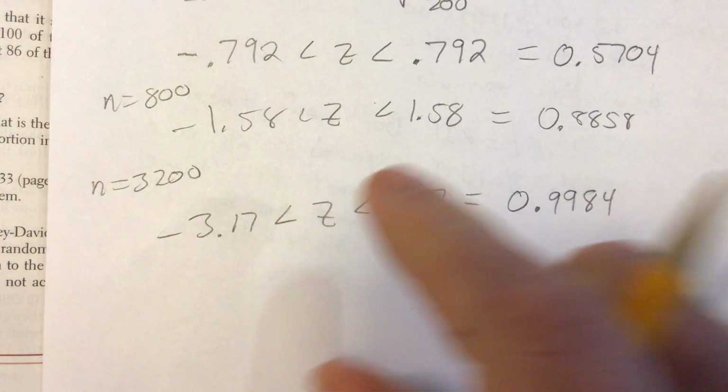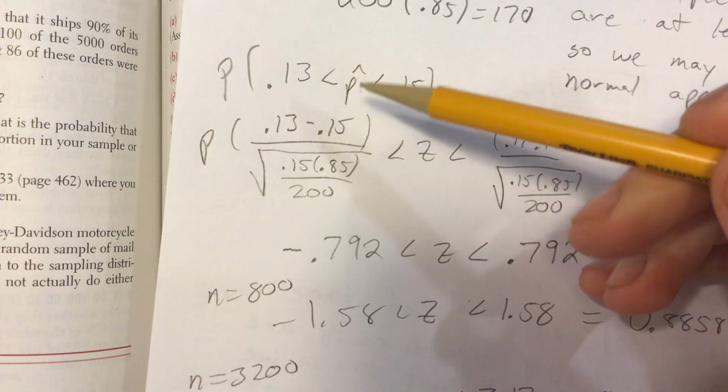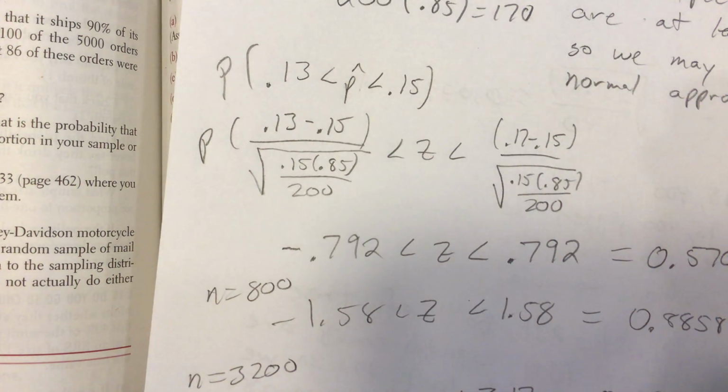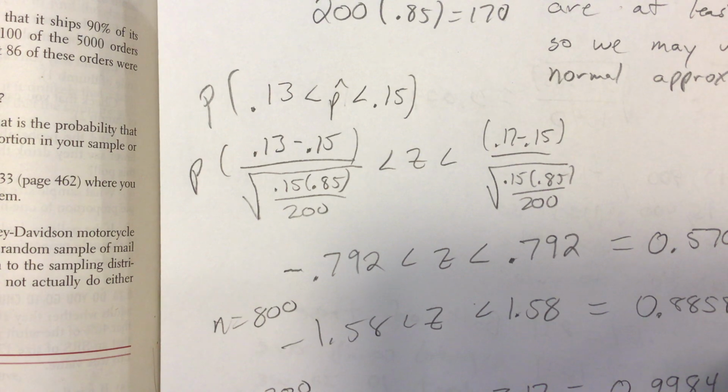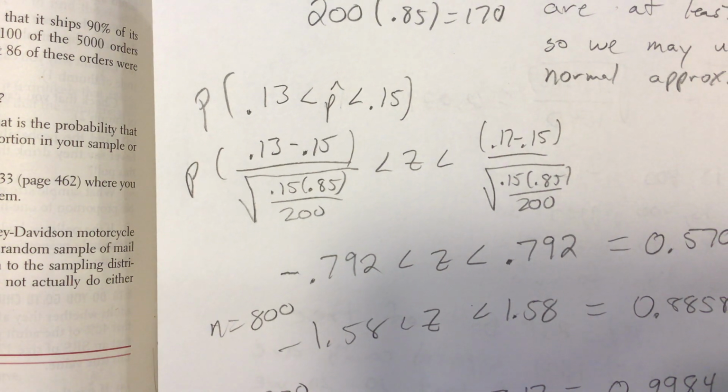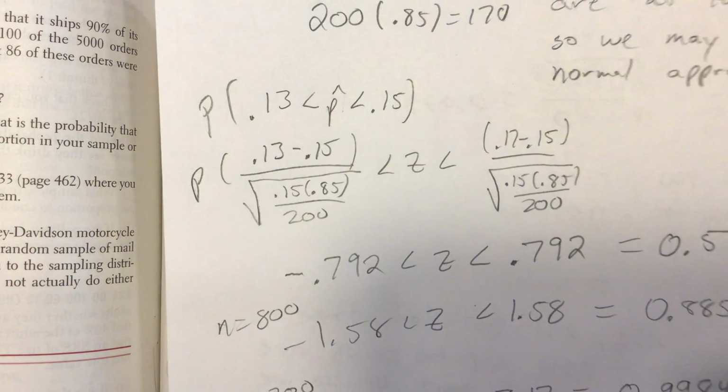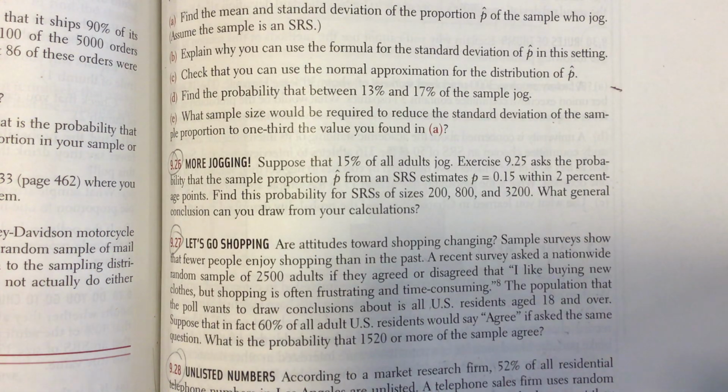As long as you have your parameter inside the interval, as your sample size increases, you're going to get a stronger and stronger probability. Now, if your parameter is outside the window, then as your sample size increases, you'll get a smaller probability. All right, next problem.